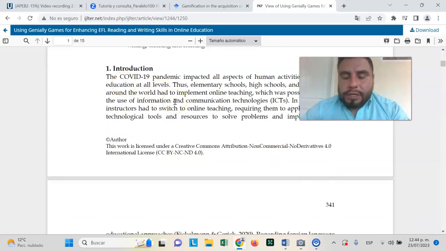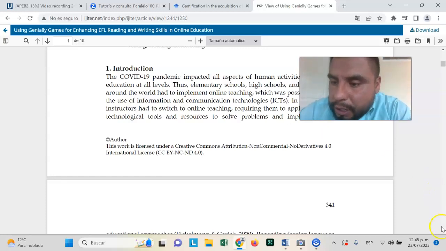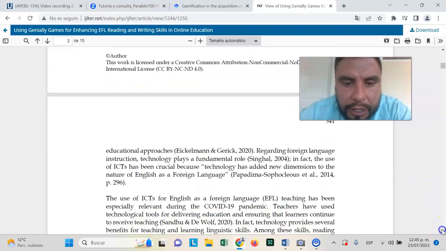The introduction of this journal article is related to how game activities, or how the technology, helped and improved the English skills, or the language skills, at the moment of the COVID-19 pandemic. Okay, this is the central approach of this journal article. So, how these activities help the students in order to learn or develop new skills.